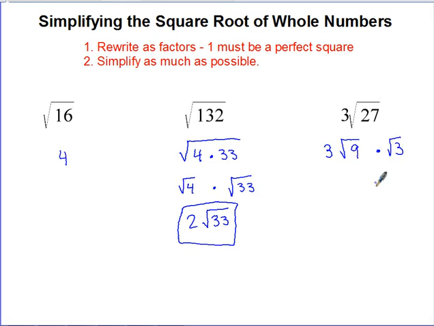Then I'm going to simplify where I can. I still have 3 here. The square root of 9 is 3, and then I have the square root of 3 out there. I can multiply these two because now they're a whole number. So 3 times 3 is 9, so 9 square root 3. 9 square root 3 is the simplest radical form of 3 square root 27.